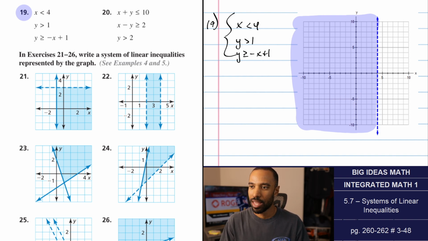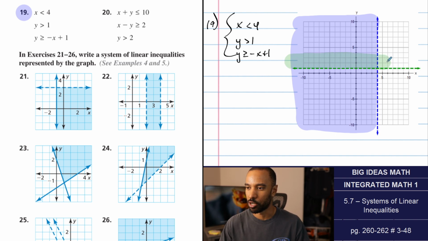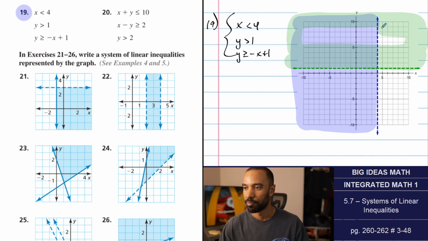Y is greater than 1 is a horizontal line, a green one at that. Is yours green? It is also dashed, being greater than, and we will shade above. Y is greater than, we will be shading above that there 1. So here's our overlapping shaded region in the top left, if you will. But we are still not done.